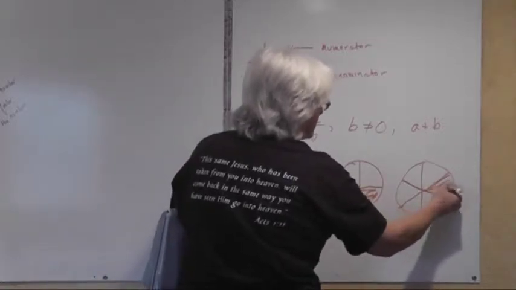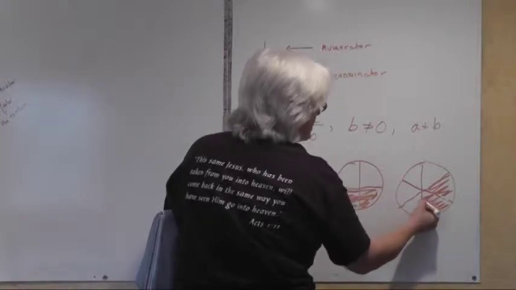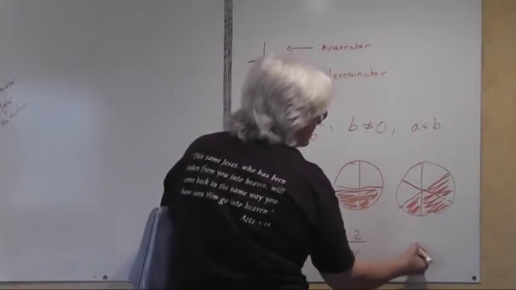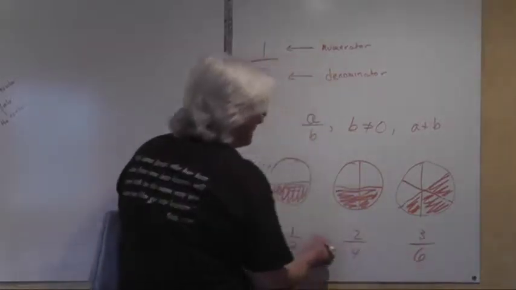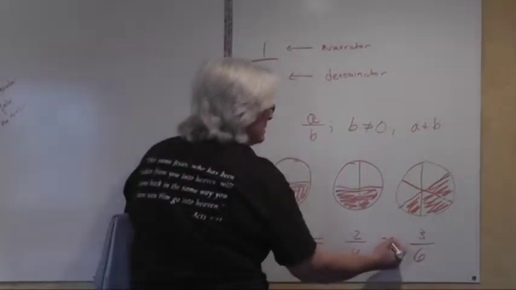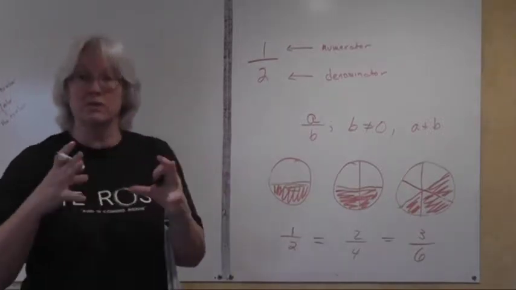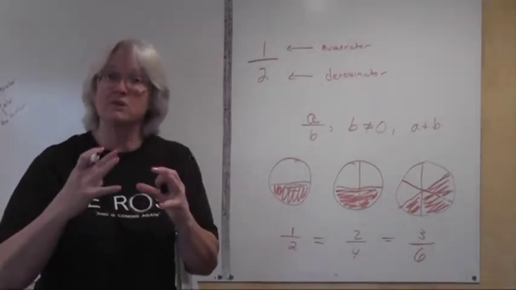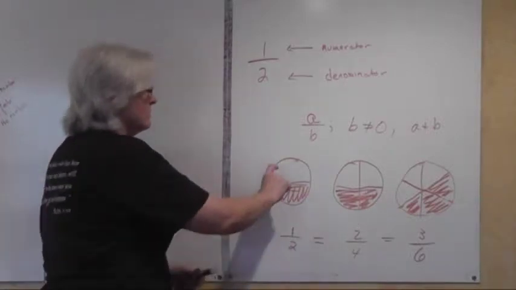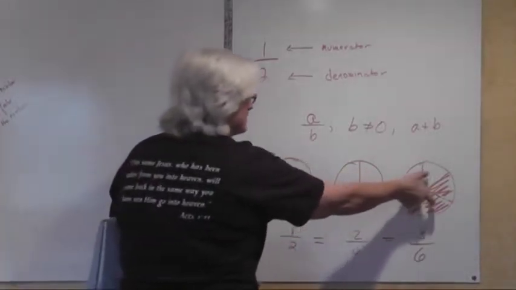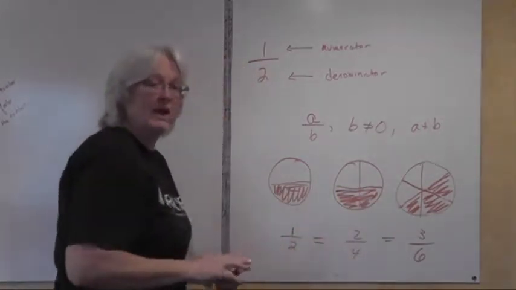Likewise, over here, I have cut this one whole object up into 6 pieces, and I have counted 3 of them. Now, if these circles were the same size and everything was measured exactly correctly, you would see that even though we've cut them into different pieces, I still have represented here 1/2 of the circle.